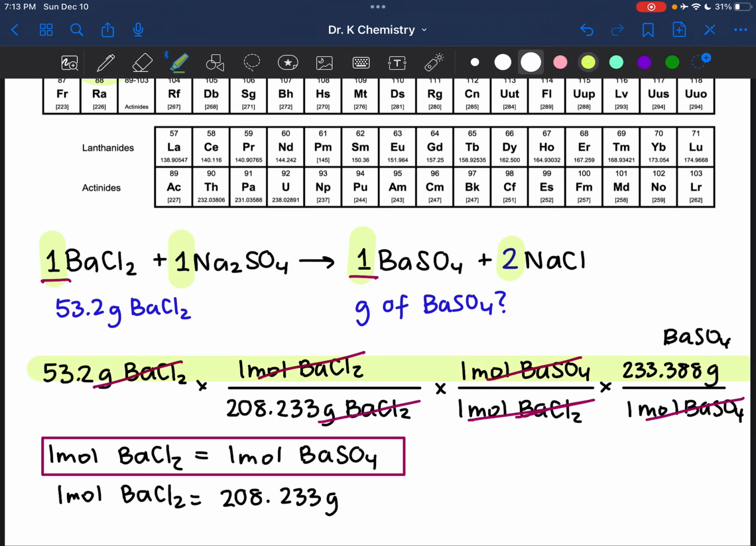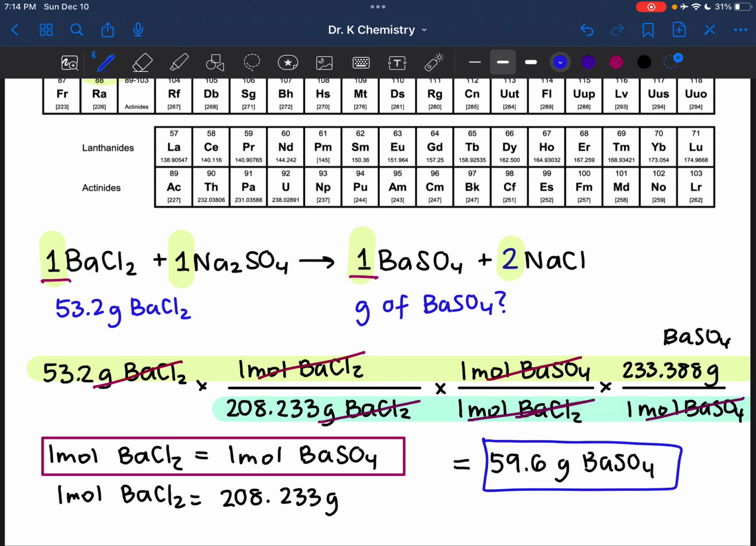So in order to get that number, we're going to multiply everything up top and divide by everything on the bottom. If I plug that in, I'm multiplying 53.2 by 233.388, and then I'm dividing by 208.233. And that's getting me 59.6 grams of barium sulfate. I'm keeping 3 significant figures here because the problem started with 3 sig figs, so that should be good too.